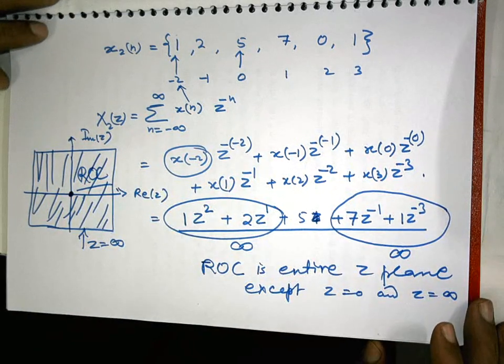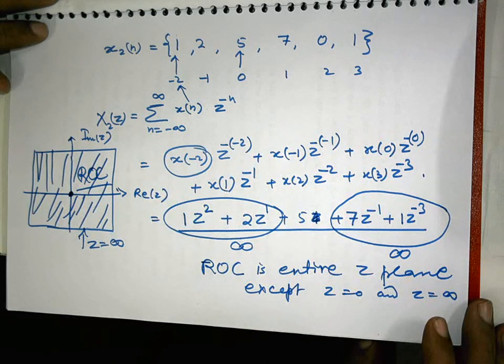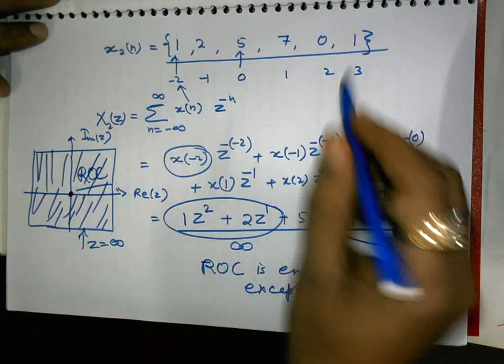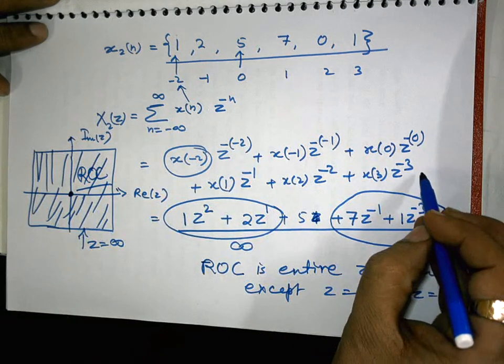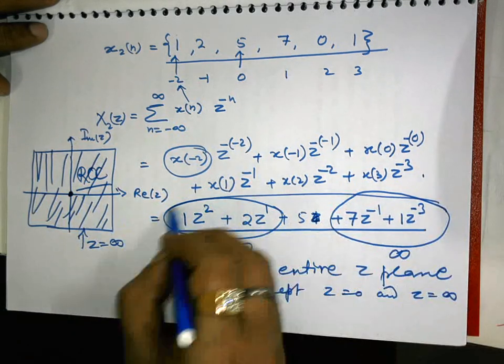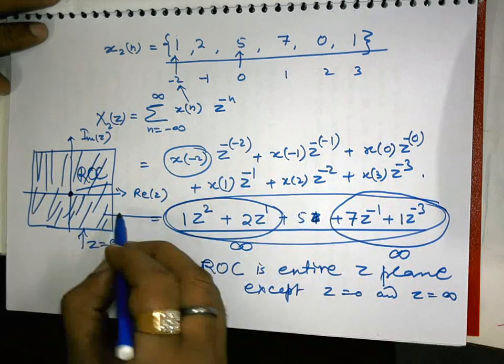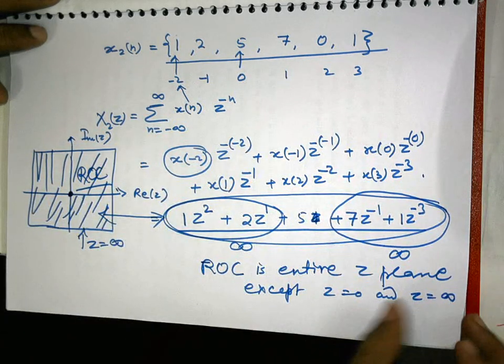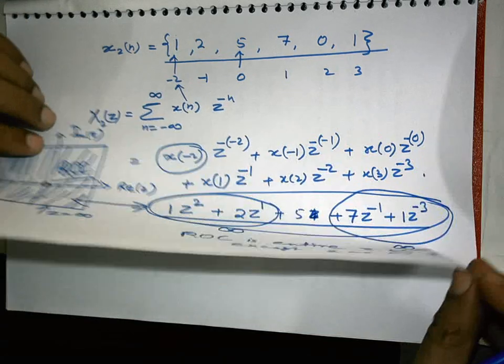So both the things are essential to describe any signal in the z domain. Which things? This form as well as the region of convergence. Both the identities are equally essential.